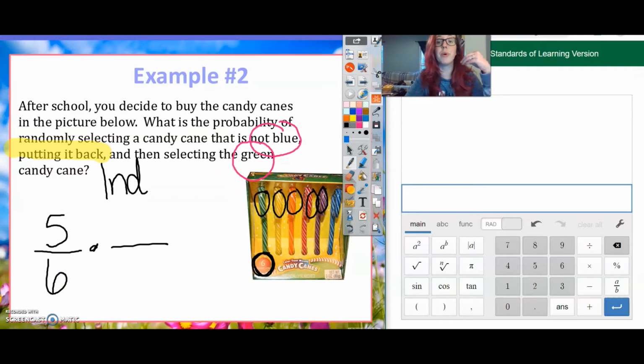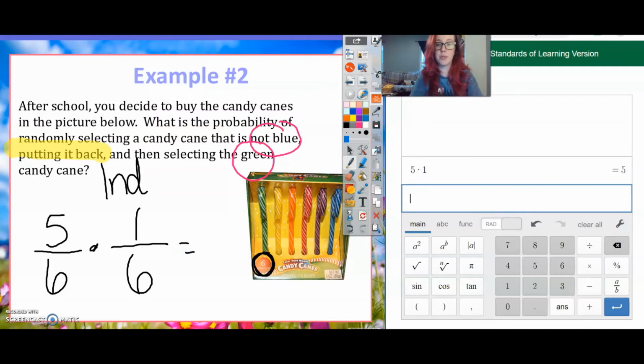Then you put it back. So the second time you reach into this container of candy canes, there are still 6 candy canes in there. And it wants to know what's the chance of getting a green one. Well, there's 1 green candy cane, so it's 1 out of 6. Now let's use Desmos to help us multiply. 6 times 6, and I get 5/36.